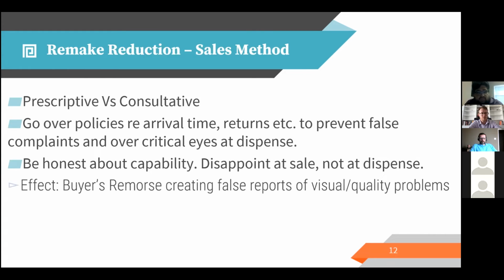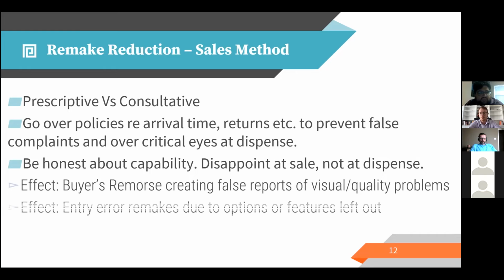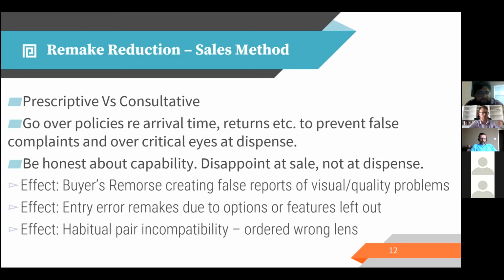The effect of when this isn't really tackled: you've got false reports of issues visually, kind of related to that policies talk. Entry error remakes, we addressed this a little bit earlier, where they call back because you didn't go over the consultative process. Or habitual pair incompatibility. We didn't evaluate the old pair. We didn't know what worked or didn't work about the old pair. Patient reports the old pair works better. If we had evaluated it beforehand, we would have addressed that during the sales process and wouldn't have even entered it.